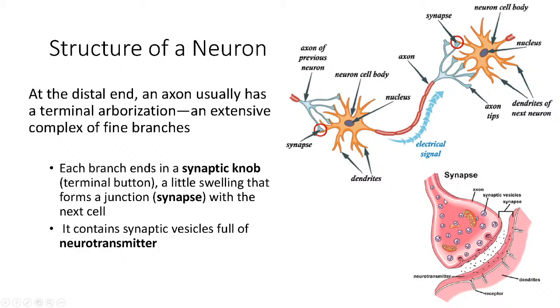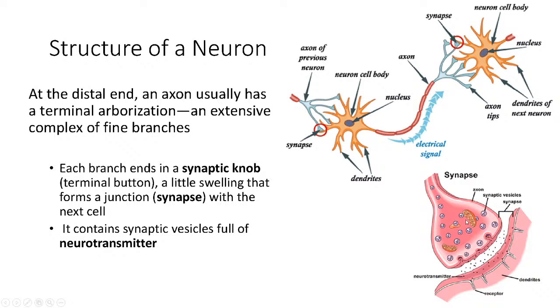And this terminal arborization ends in the bouton, the synaptic knob. I'm going to try and stick with that term, synaptic knob. It's going to form a synapse with the target cell. The target cell for a neuron is always going to be either another neuron, a muscle cell, or a gland.